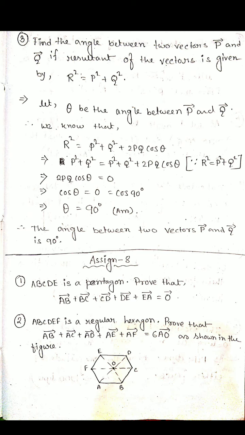So 0 means cos 90, so theta equals 90 degrees. So the angle between the two vectors p and q is 90 degrees. That means these two vectors are perpendicular to each other. Clear? So this type of numericals will come.